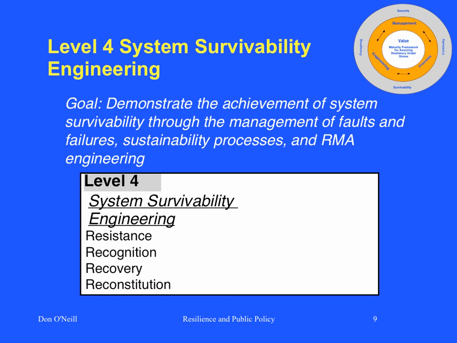The Level 4 goal is to demonstrate the achievement of system survivability through the management of faults and failures, sustainability processes, and reliability, maintainability, and availability engineering. Central to system survivability is resistance and recognition of cyber attack or cyber threat and the recovery and reconstitution of enterprise operations following.